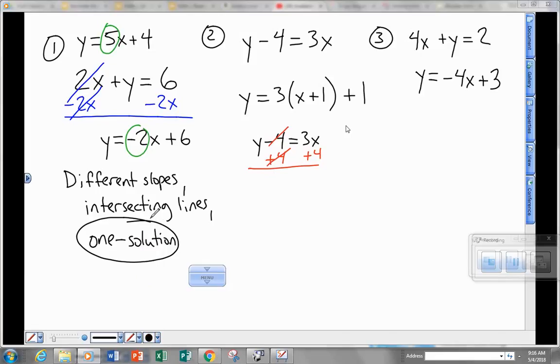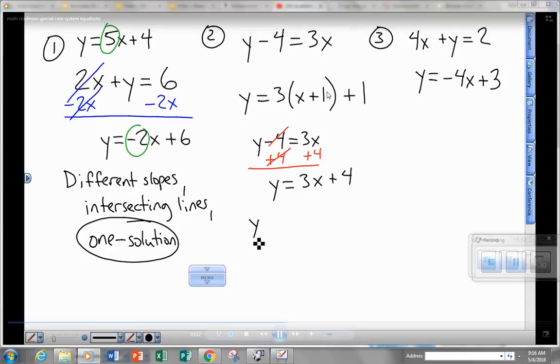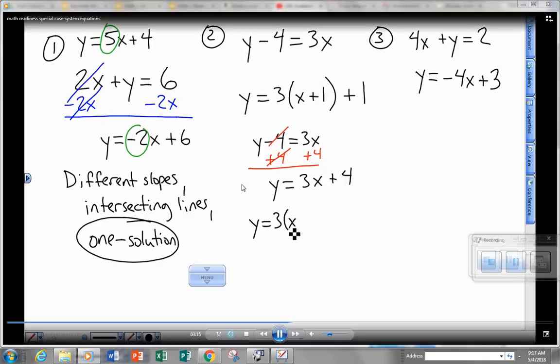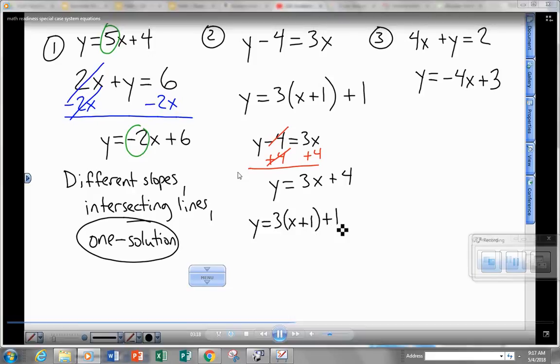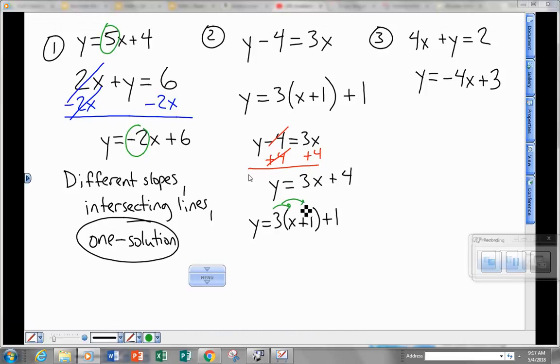And that is that equation solved for y. y equals 3x plus 4. It's got a slope of 3 and a y-intercept of 4. Taking my second equation and solving that one for y, I need to distribute that 3 and then combine the two like terms. So I take that 3 and I multiply it by both the x and the 1. So I distribute 3 times x, 3 times 1. And that gives me y equals 3x plus 3.